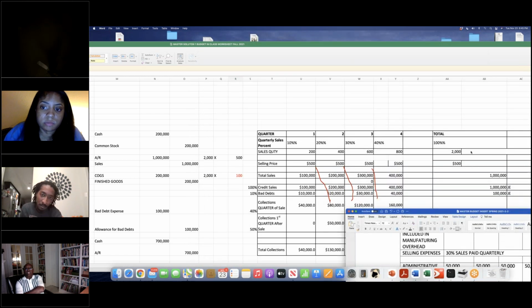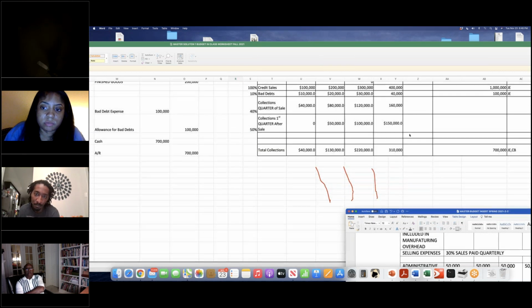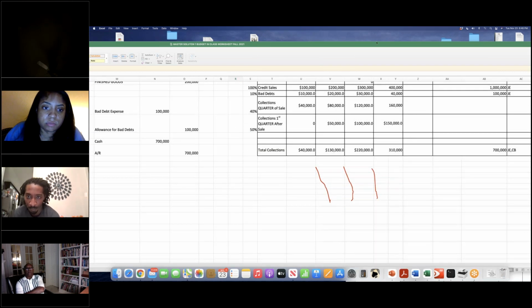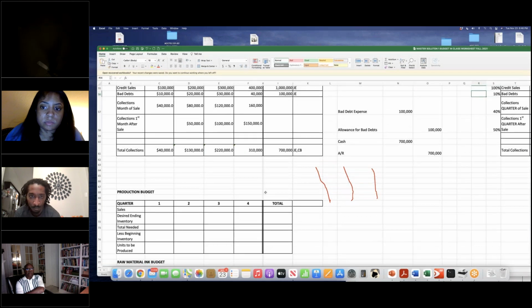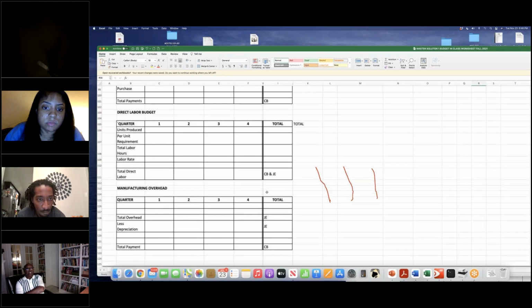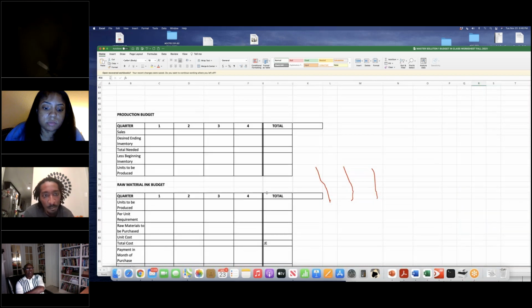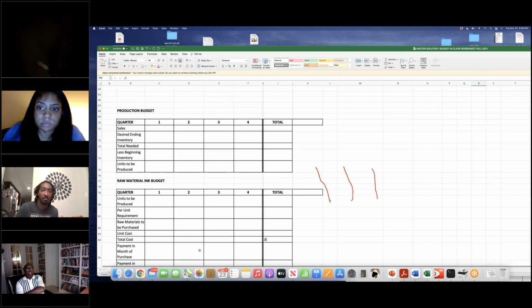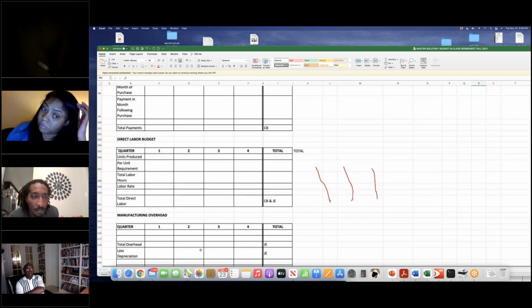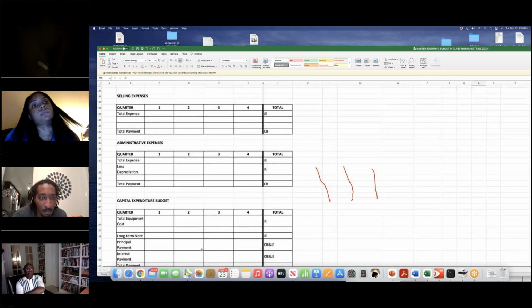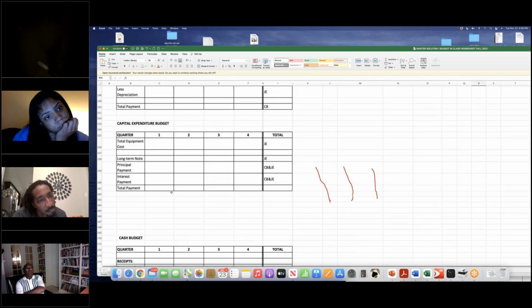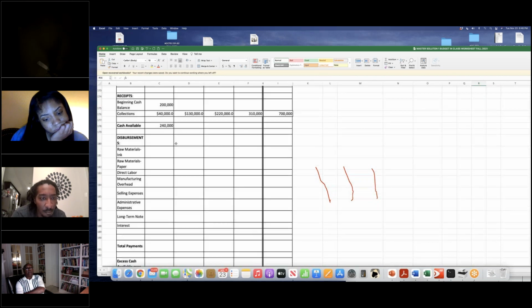So the question still remains, do we need to borrow money? And how are we going to determine that? We've got to go through and see what we pay in each of these cases. So we're just going to do the first quarter on each one next time to see if we need to borrow money. We got 240 available.